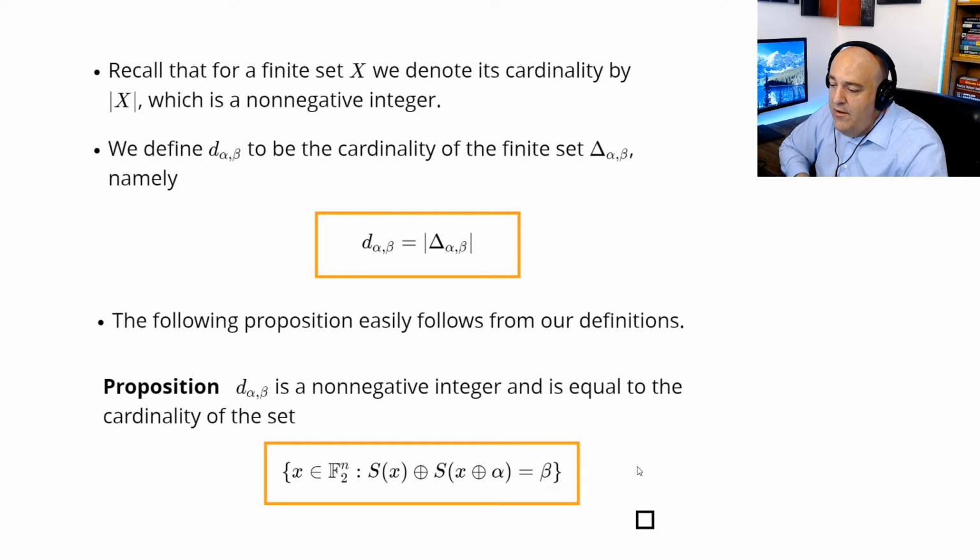And the following proposition just follows from our definitions: D alpha beta is a non-negative integer, so it's either 0 or positive, and it's equal to the size or the cardinality of the set of all elements x in F2n such that S of x plus S of x plus alpha equals beta. When we write x and x plus alpha, that guarantees right away that it's in the difference set of alpha, right? And if S of x plus S of x plus alpha gives me beta, then it's in delta alpha beta. And the size of that is D alpha beta. Just another way to say it.